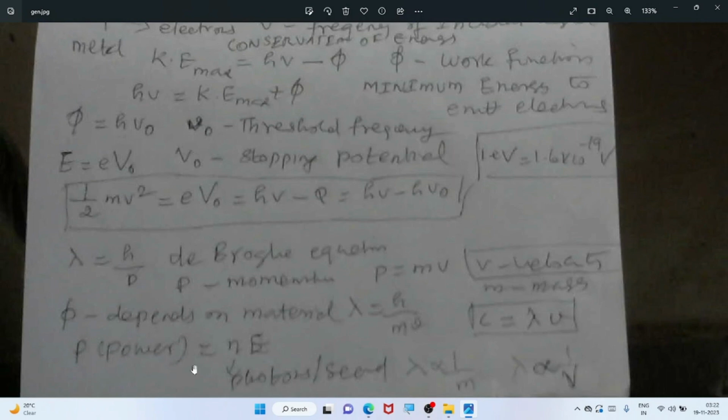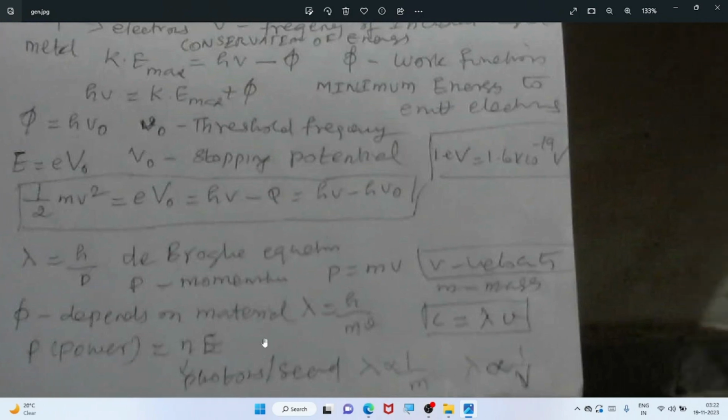Power equal to the number of photons per second times the energy of one photon. If you replace momentum by m v, here lambda is inversely proportional to the mass, and lambda is inversely proportional to the velocity also. c, the velocity of light in air, equals lambda into the frequency.